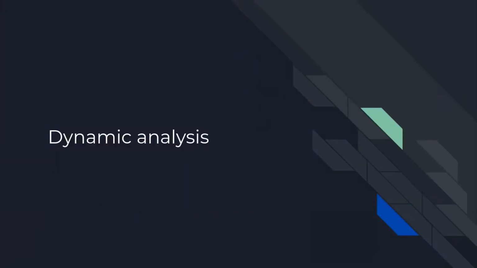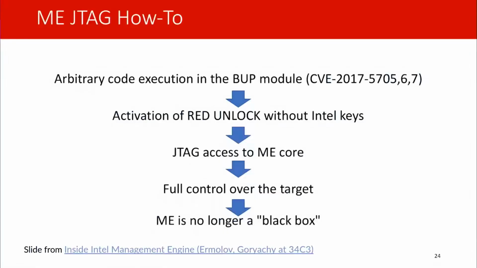Right, so this was all done using static analysis, but then I wanted to figure out how some of the logic actually worked, and it was really complicated, so I wanted to play around with the ME. There was this nice talk by Ermolov and Goriachiy, where they said you can now, we found an exploit that gives you code execution, and you can get JTAG access to it. Sounds really nice. It's actually not that easy. So, arbitrary code execution in the BUP module, they actually describe their exploit and how you should use it. But they didn't describe anything that's needed to actually implement that.